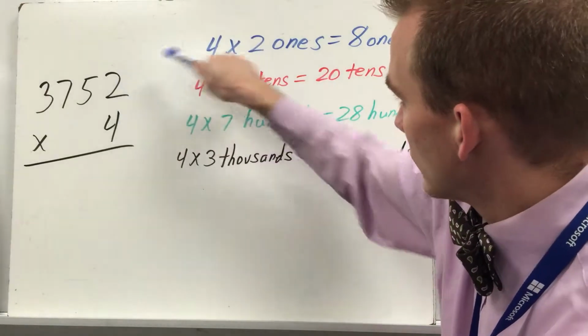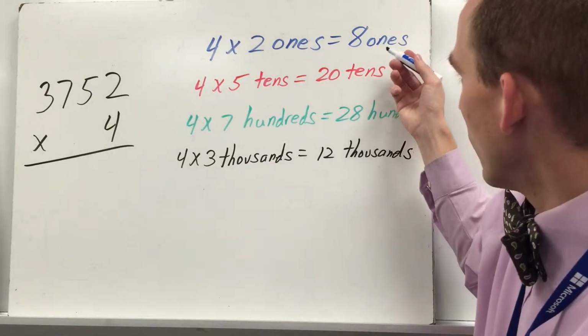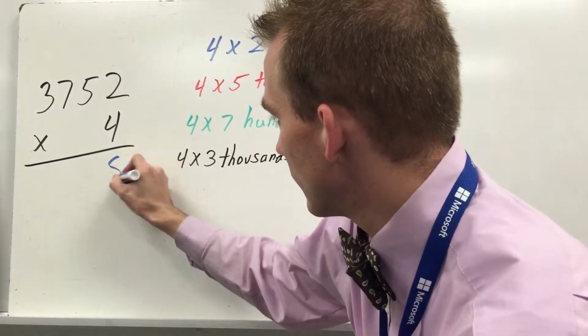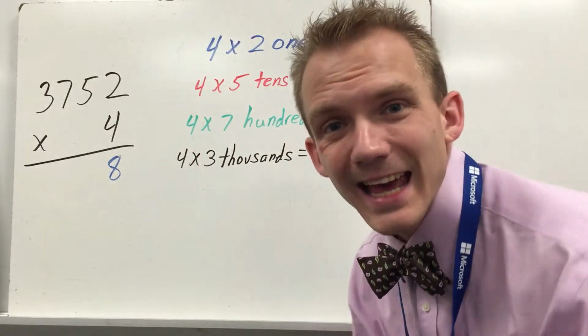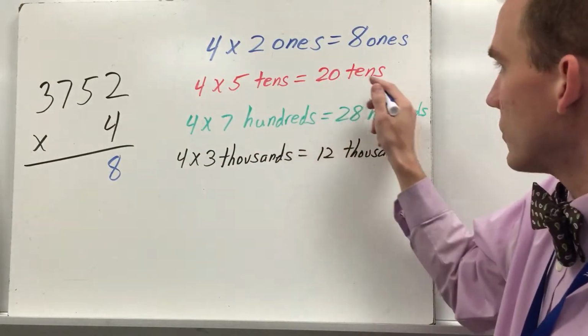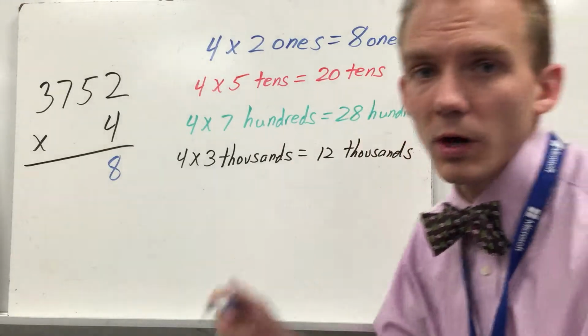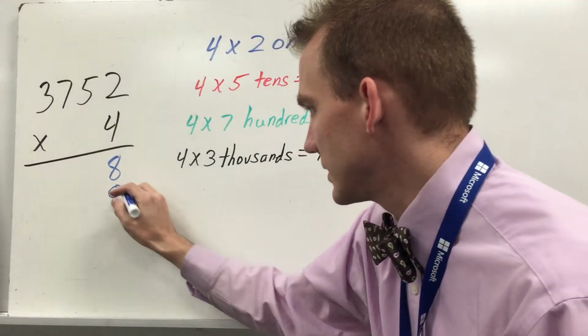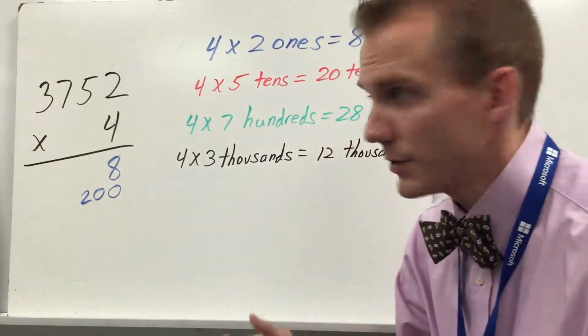So 4 times 2 ones, which is going to be 8 ones. Now 8 ones is just 8, so I put an 8 in the ones place. Then you have 4 times 5, which is really 5 tens, and that equals 20 tens. And 20 tens is really 200, because it's like nothing in the ones, and then in the tens place I would write 20, so I have 200.